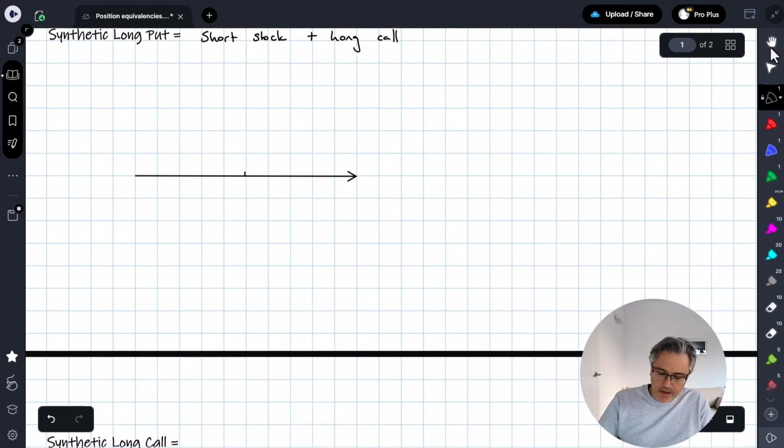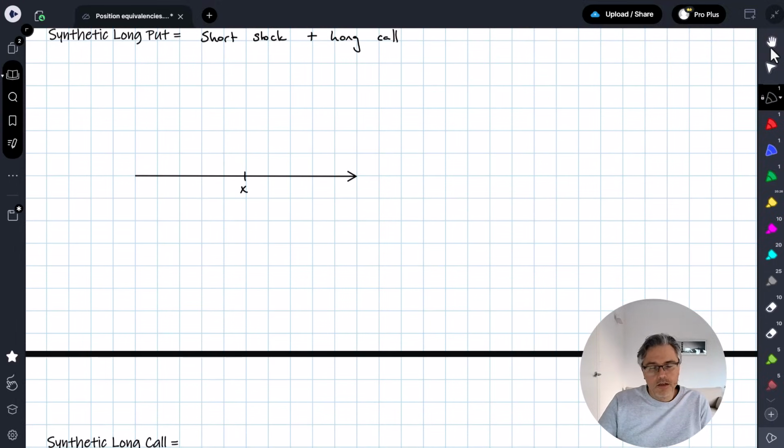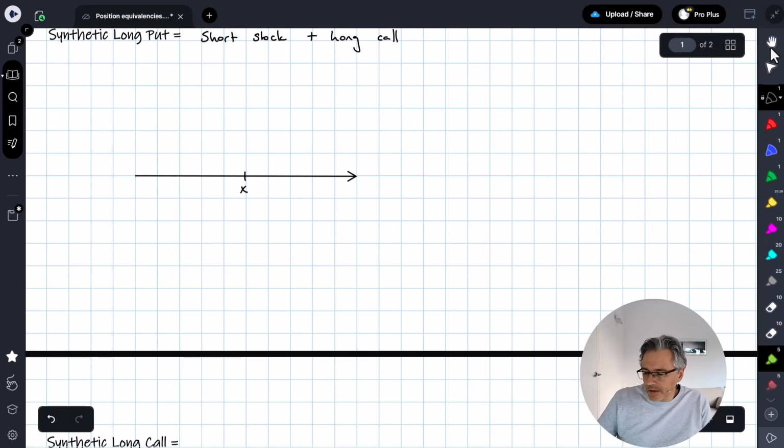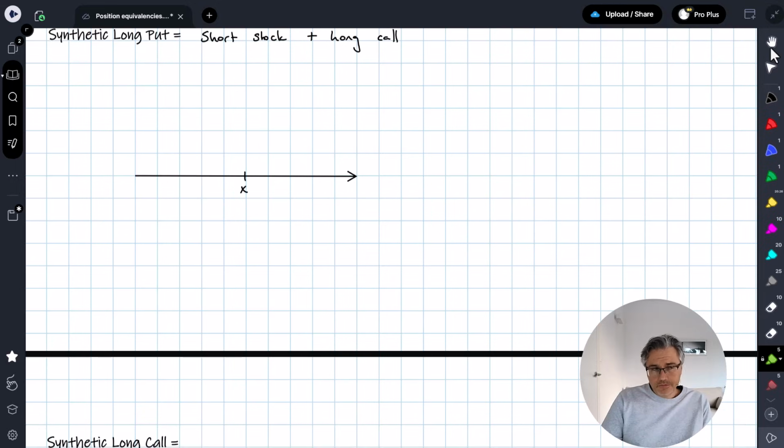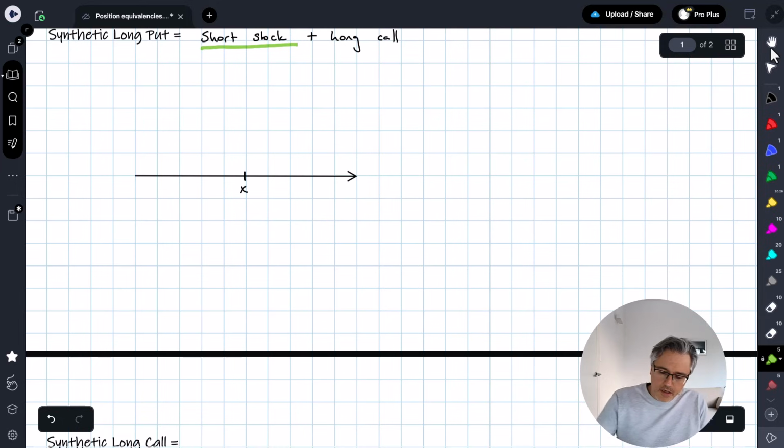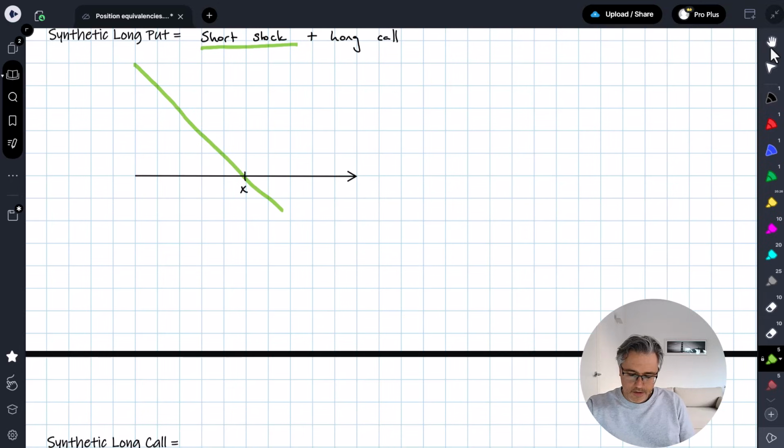Here, X will be marked as well on that horizontal axis, and your book quite easily jumps between underlying stock positions and forwards relating to them. In this case, they're talking about a short stock position, and if it was bought for the amount of money X, that short stock position will have the following linear payoff.